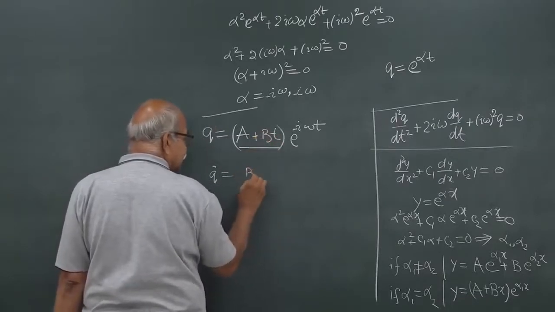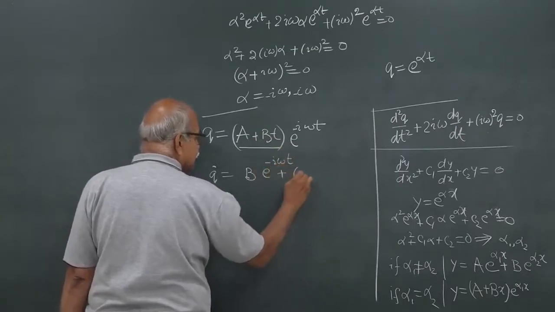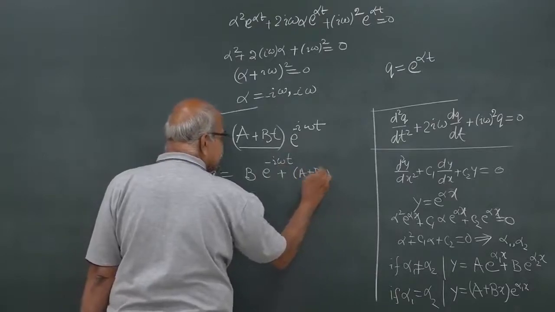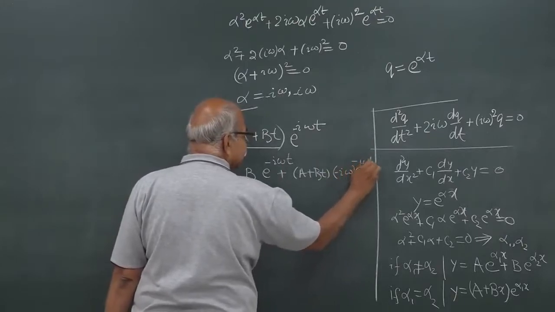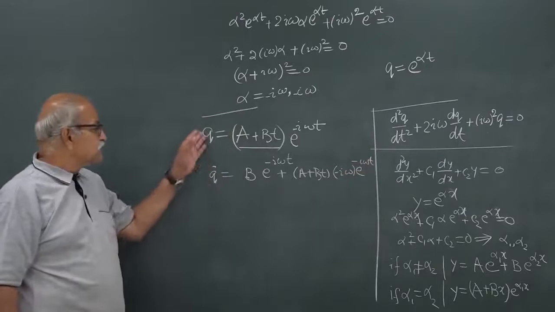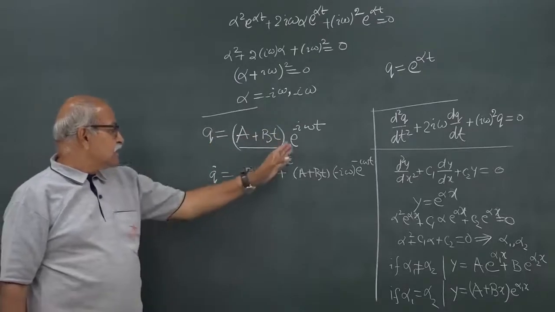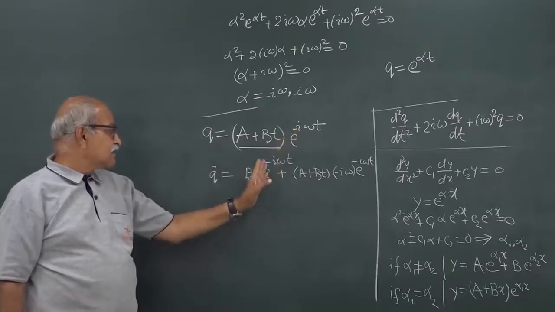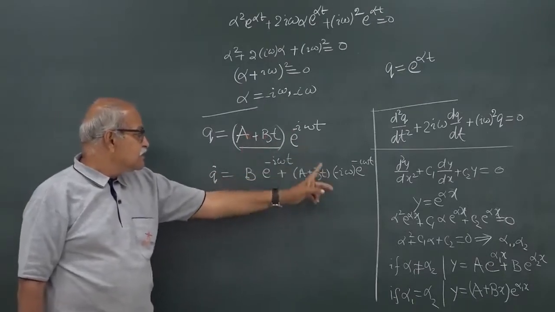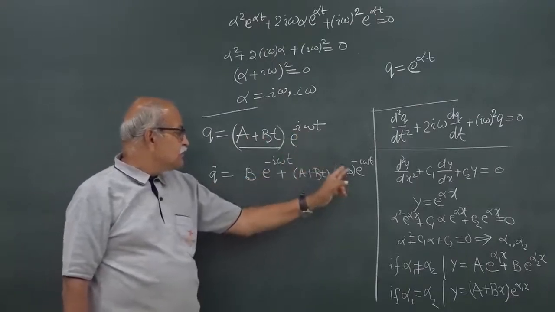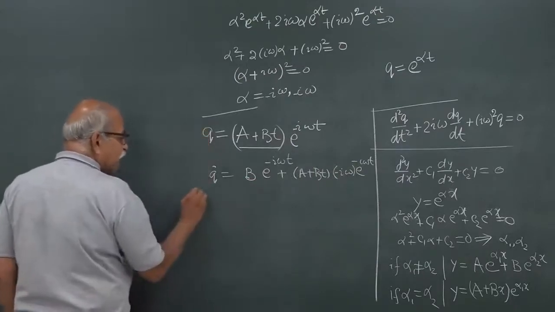So, I get B, and I put just e to the power minus I omega t here, and then I keep this A plus Bt intact and differentiate this, minus I omega and then e to the power minus I omega t. Okay. Q dot, differentiation with respect to time. So, two factors, one factor is here, another factor is here. So, first I keep this factor intact and differentiate this factor, and then I keep this factor intact and differentiate this factor. So, minus I omega e to the power minus I omega t, this is our q dot. So, let us see what happens at t equal to 0.